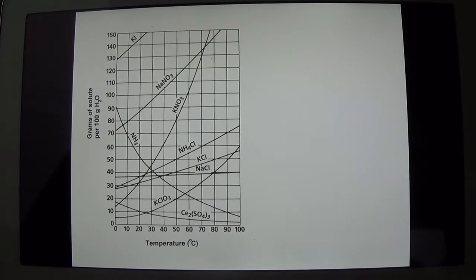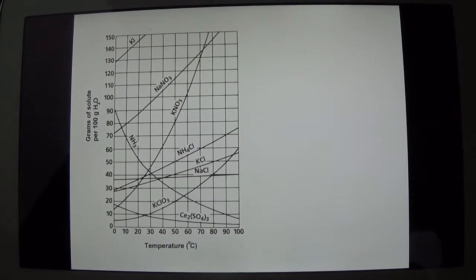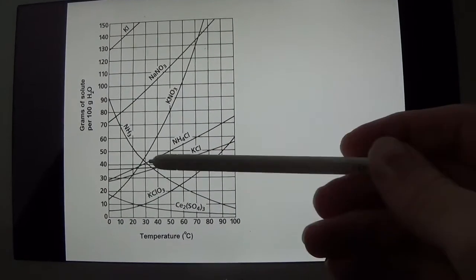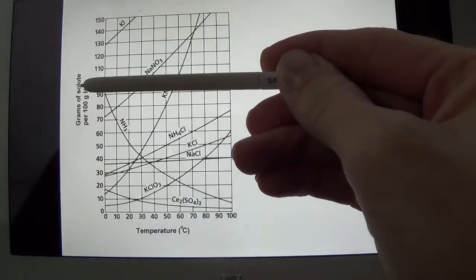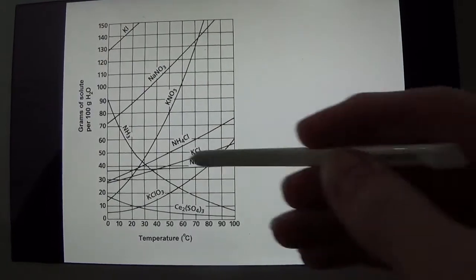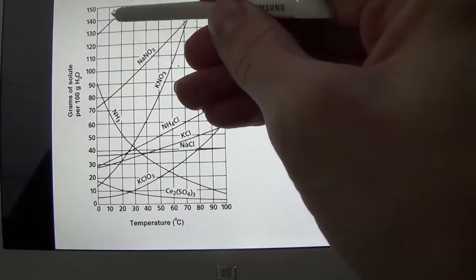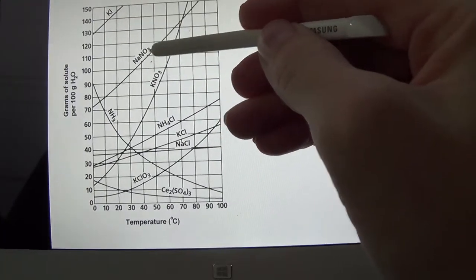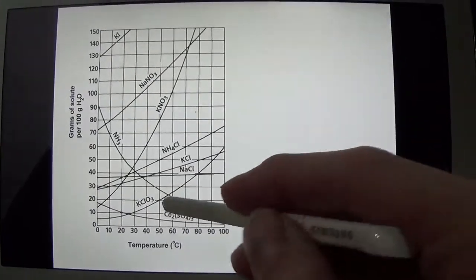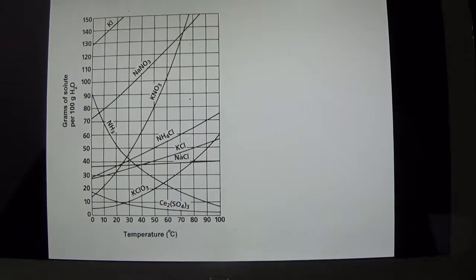And this is a version of a solubility curve. Like any good graph, you want to start by reading the axes. So over here we have grams of solute per 100 grams of water. So what that means is all of this information is for these solutes. Here's some potassium iodide, here's some sodium nitrate, so on and so forth. All of these curves were made by dissolving them in 100 grams of water.